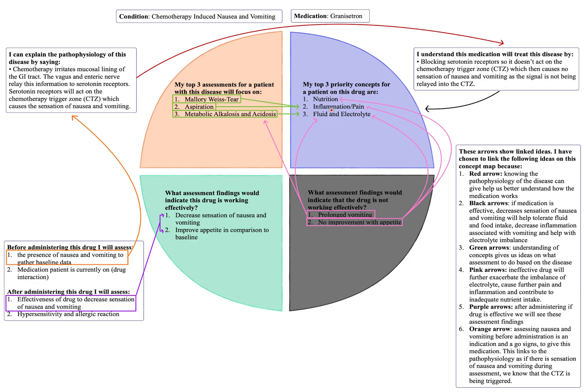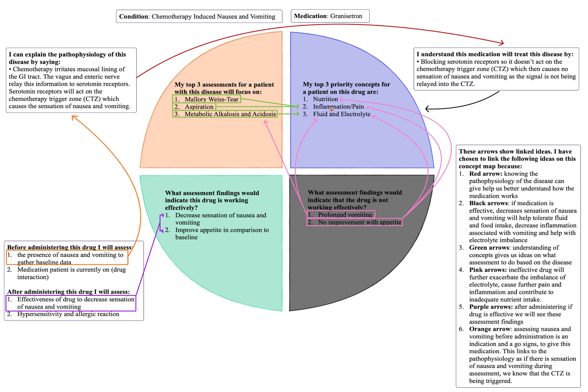So a medication we could use for this condition is Granisetron. The way this medication works is it'll block serotonin receptors, so it doesn't act on the chemotherapy trigger zone, which then causes no sensation of nausea and vomiting as the signal is not being relayed into the CTZ. We could see with the red arrow here that having an understanding of the pathophysiology of the condition can give us an understanding of how a medication can work to alleviate this condition that's happening.